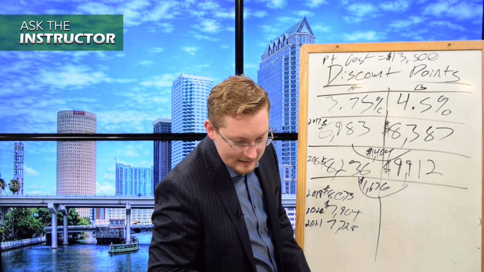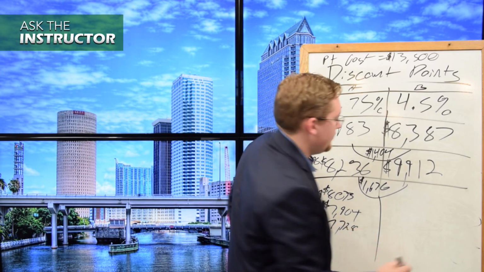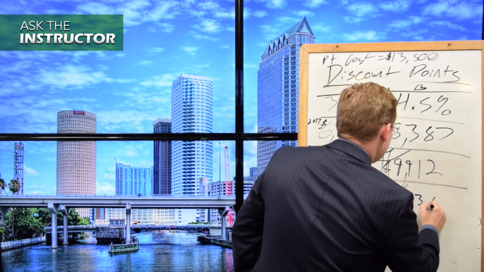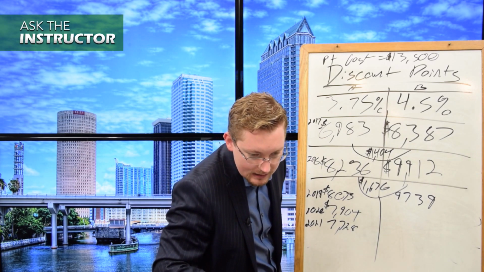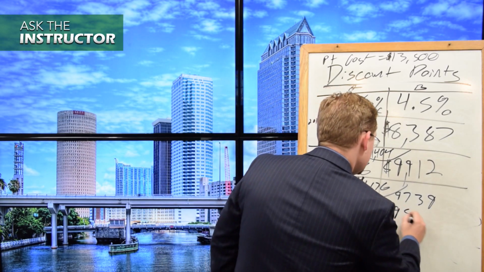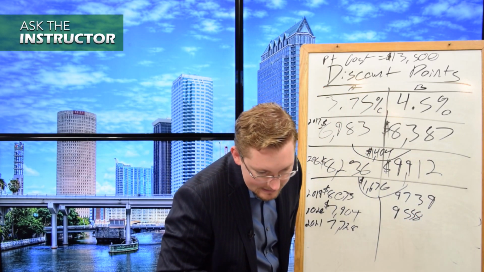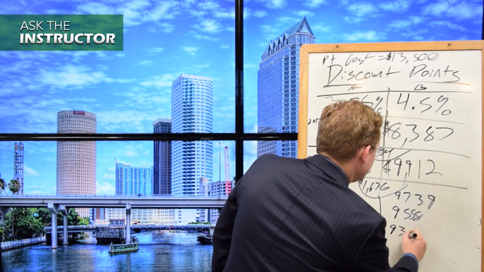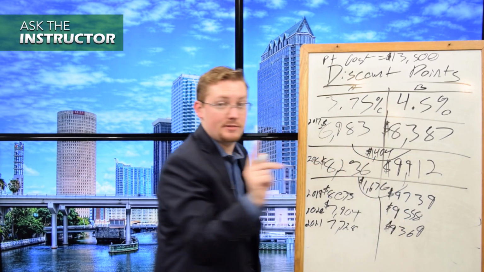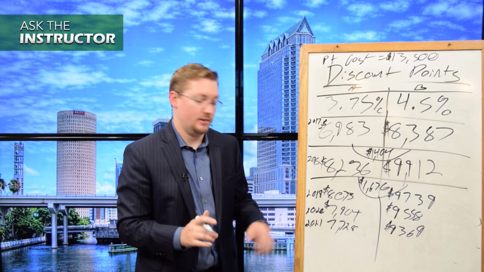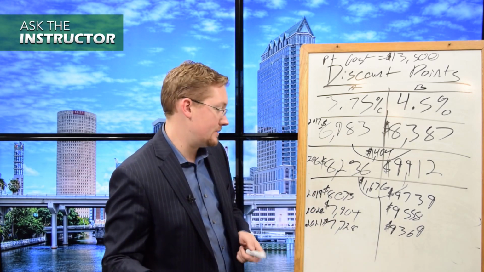So for 2019, we're down to $97.39. On 2020, we're at $95.58. And in 2021, we're down to $93.69. And that's just our interest payment. That's the key thing. We're just looking at the interest payments for the entire year with these. We're not dealing with the total payment. So this is just the money that we're paying for the use of this money.